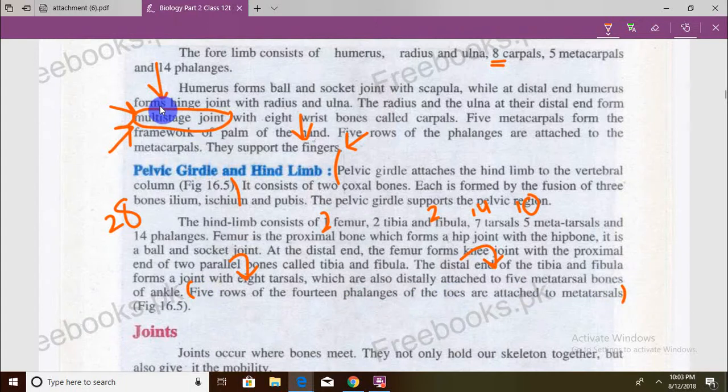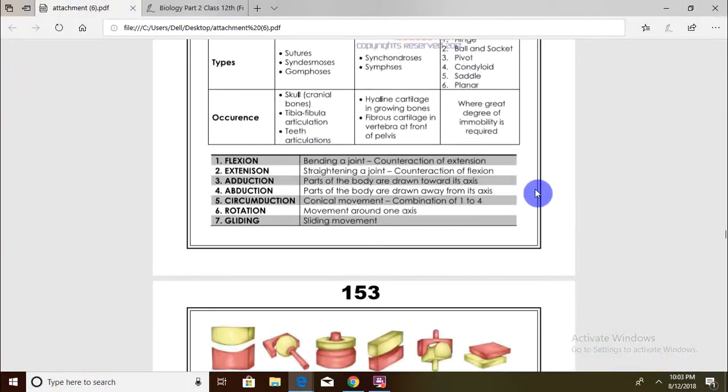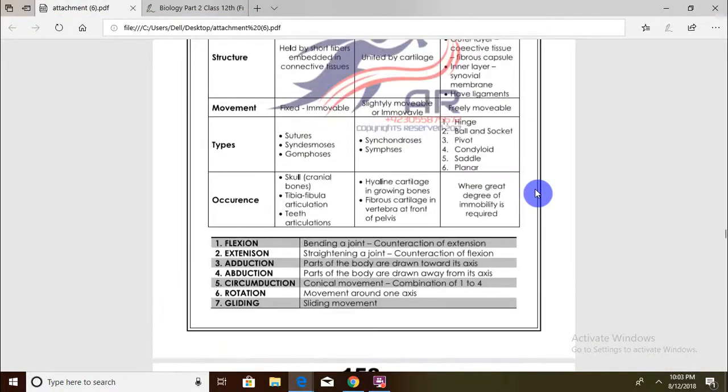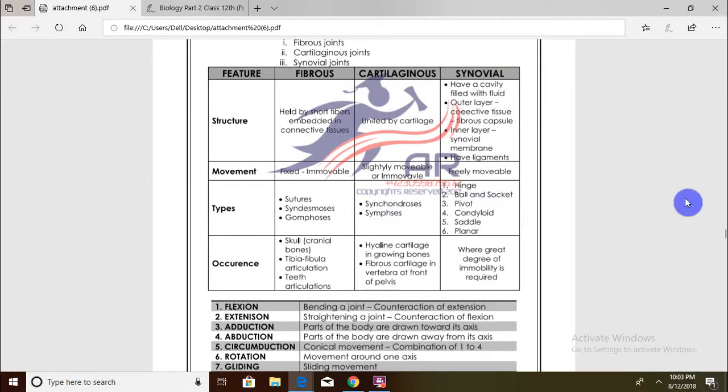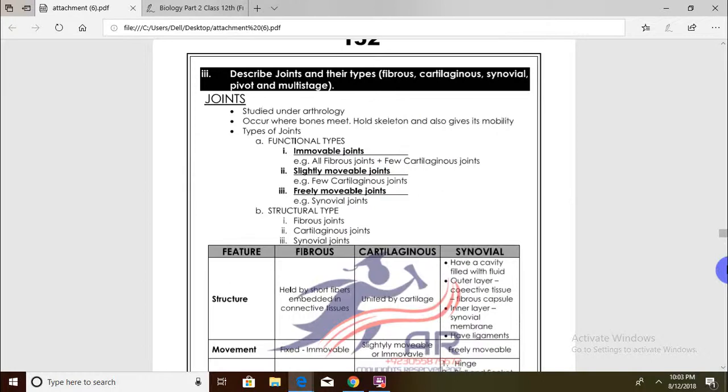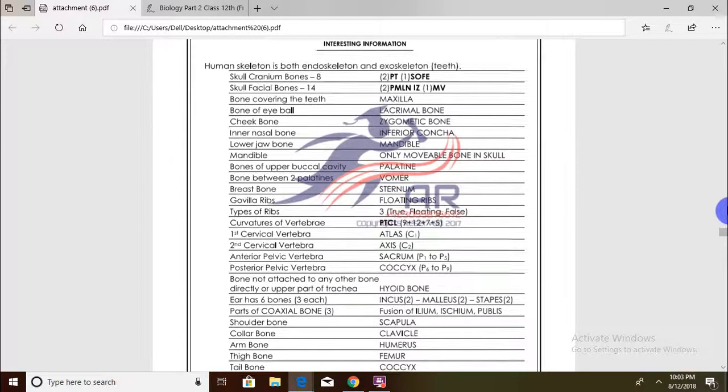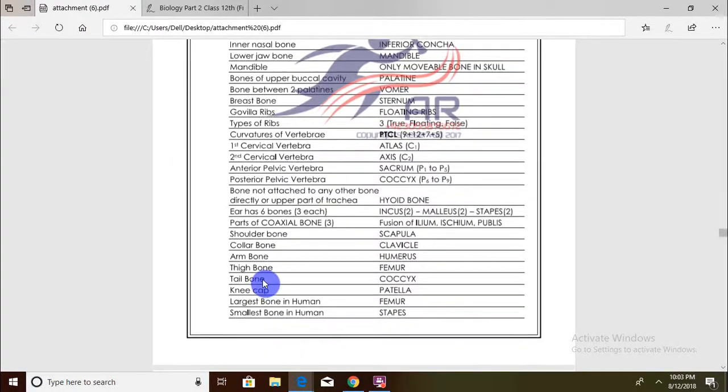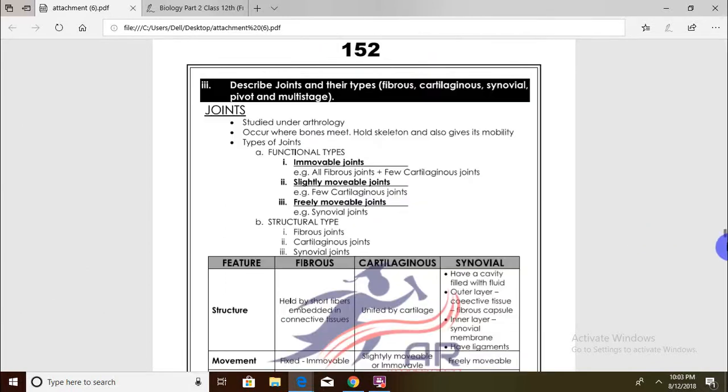So all of this is pretty important, a bit difficult to remember all of these, but with practice comes perfection. So let's review. The tailbone is the coccyx, and then you have the patella. The largest bone in the human is the femur, the smallest is the stapes. And the stapes is found in the ear, and the ear has 6 bones in total, right?